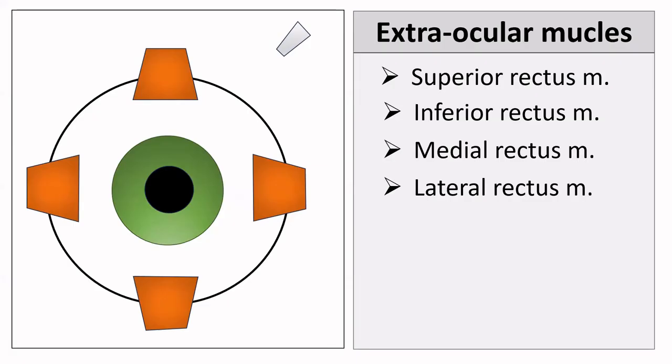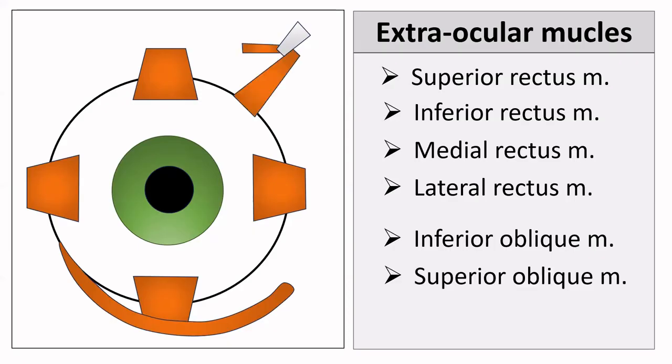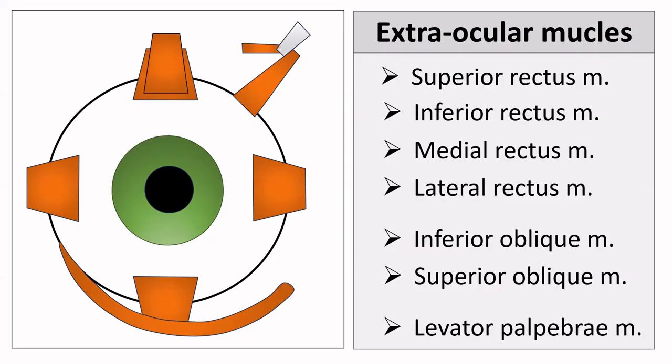Then we have 2 oblique muscles, so muscles that do not run straight, but make a curve or a turn, like the inferior oblique muscle underneath the eyeball and the superior oblique muscle on top and on the medial side of the eyeball. Now, the superior oblique muscle makes a 90-degree turn, and this turn is made in a small ring of cartilage tissue called the trochlear apparatus. A final muscle not responsible for eye movement, but for the elevation of the upper eyelid, is the levator palpebrae muscle, which is located on top of the superior rectus muscle.